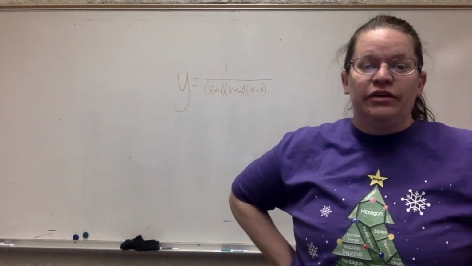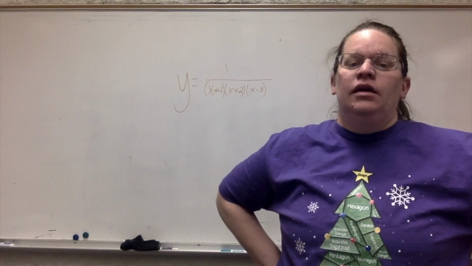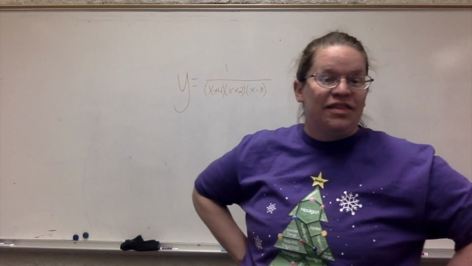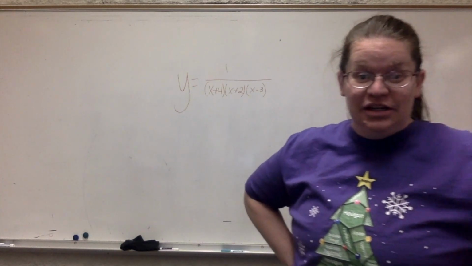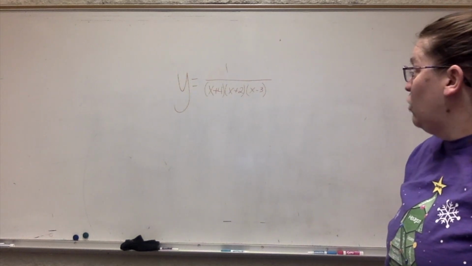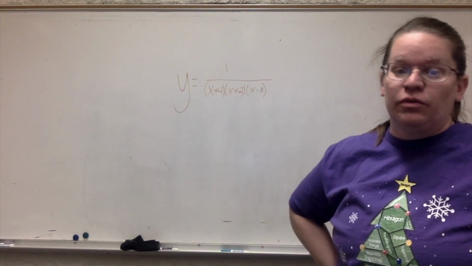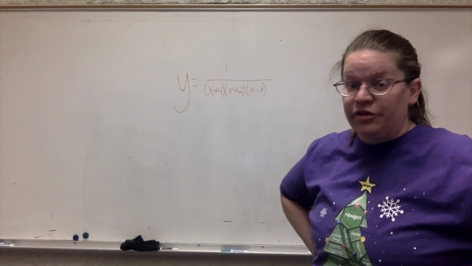This lesson is graphing rational functions. It is reviewed from Algebra 2. If you remember that, that'll help. If you don't, here's how you do it. So we have a rational function. It's called rational because of the ratio with a variable in the denominator.